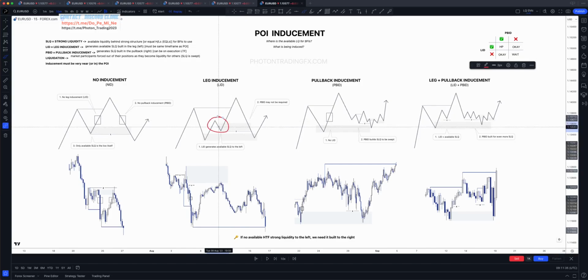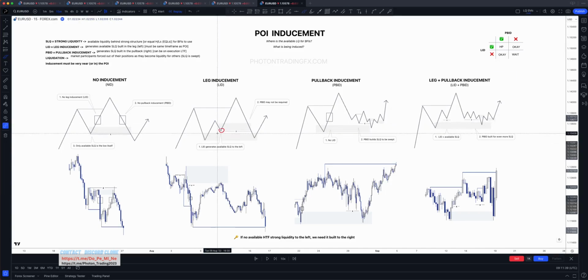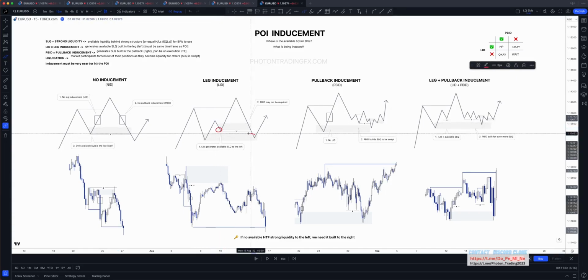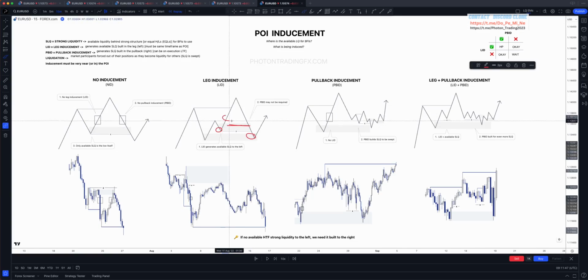This is when there is strong liquidity to the left, right? There's a low here. This is a low that led to a break of structure. Therefore, we can use that low for this POI, right? We're not going to trade this POI. Why are we not going to trade this first one? Because there's no liquidity here. There's no low, and there's nothing built to the right. There's no strong low here. Therefore, we don't trade this POI. We wait for this one.